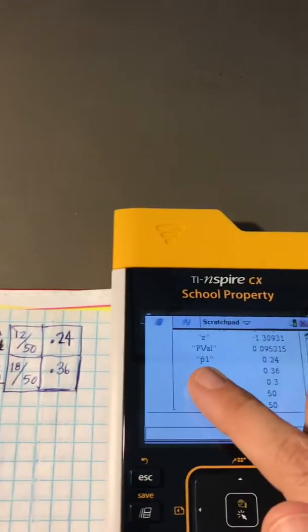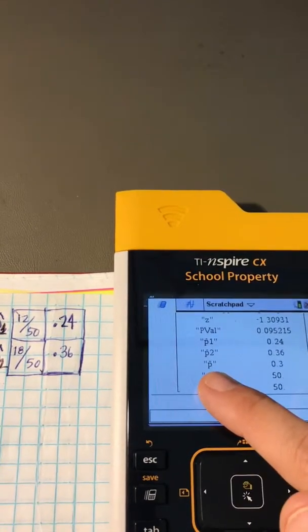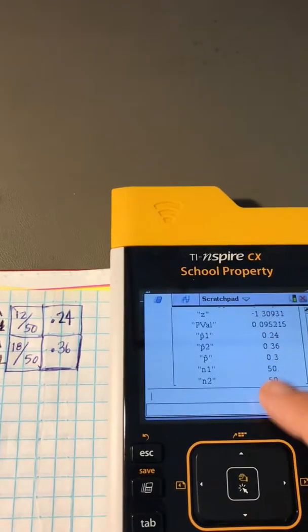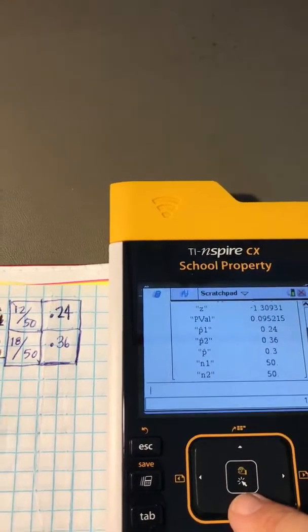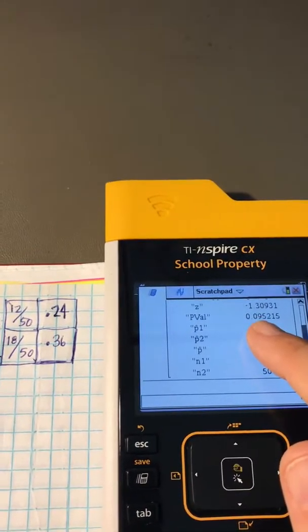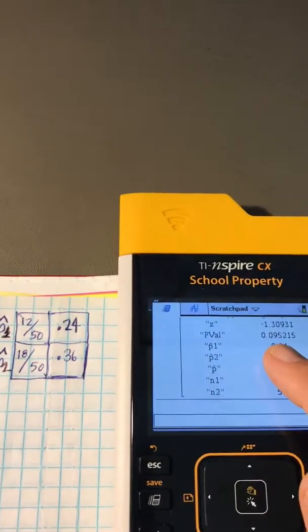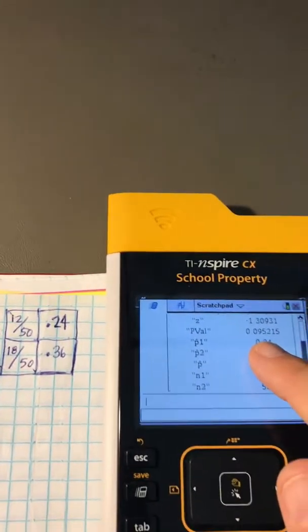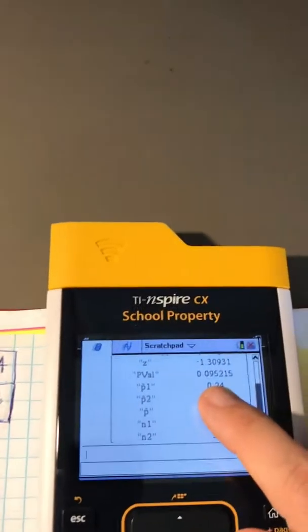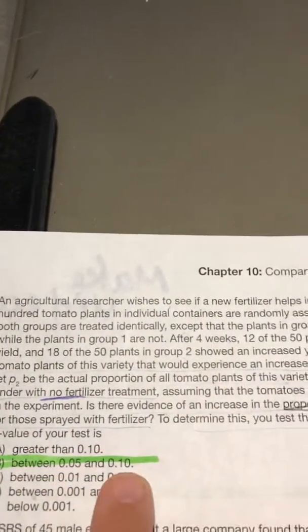Notice that I have a P1, a P2, P hat. That's kind of called the pooled data. We're going to talk about that in a minute. And there's my p-value. So they're really just asking you, what number is that? What number is the p-value? And notice we get 0.095. Well, that is in fact between those two numbers.